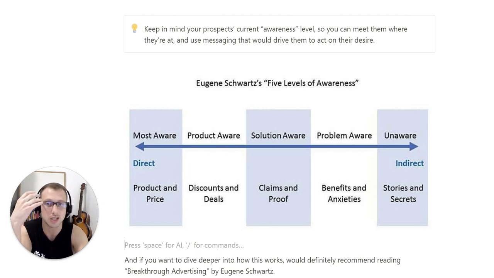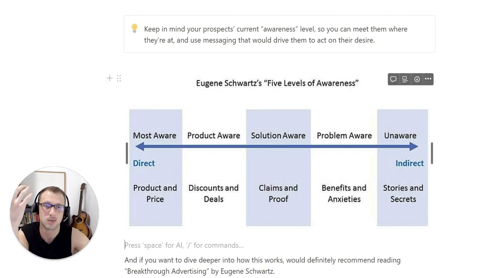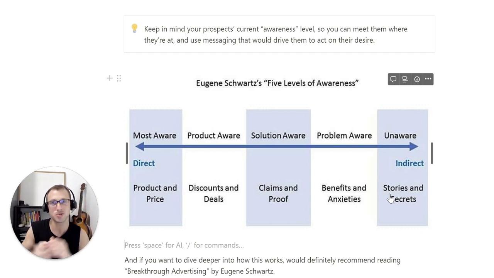They don't even have a problem. And so typically in copywriting, you would use an indirect approach. You would tell stories and secrets basically to hook them in and then introduce the problem and then introduce the solution and move them basically gradually towards the most aware stage.